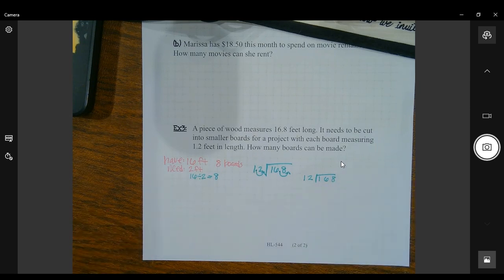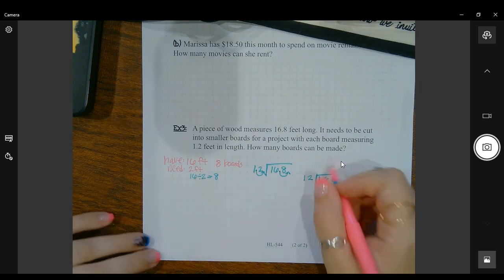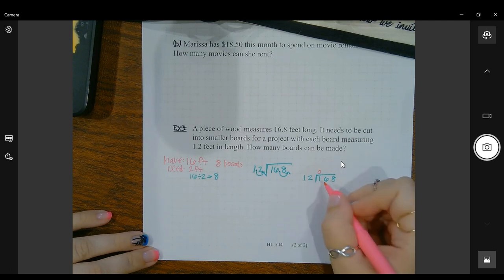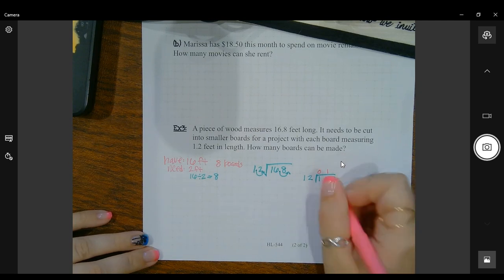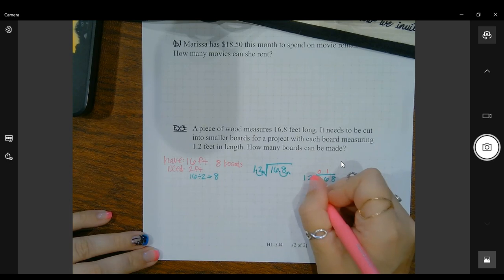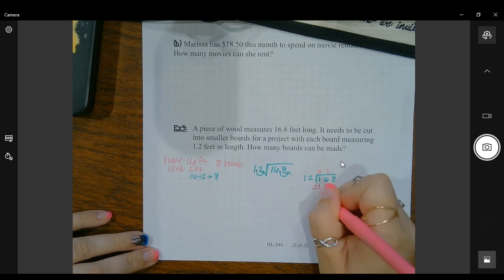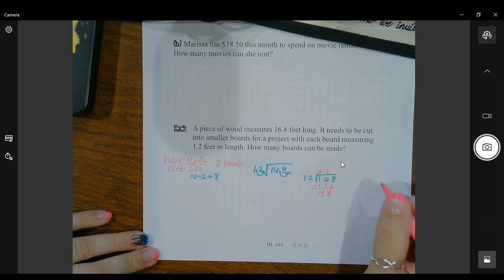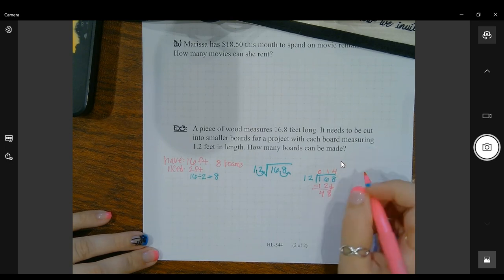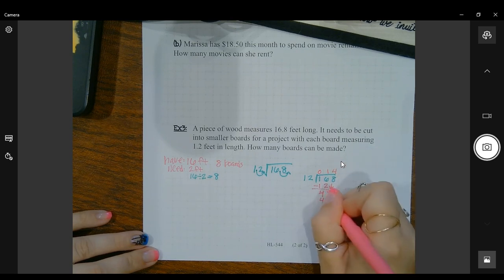Well, can 12 go into 1? No. But can it go into 16? Yes, once. So 1 times 12 is 12. Subtract that, and 16 minus 12 is 4, which is less than 12. So I'm good to bring my next number down, which is an 8. And then how many times does 12 go into 48? It goes in 4 times, and 12 times 4 is 48.